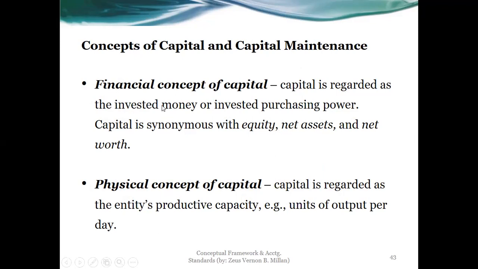Financial capital will talk about money. The physical concept of capital will talk about production. In terms of maintenance, to maintain, we must have equal capital at the beginning, money or production. But to have profit, it should have a higher value than before. But if there is a lower value than before, then there is a loss.